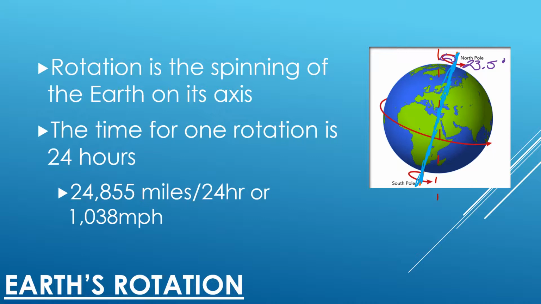So the Earth's rotation, once again, is the time it takes for, let's say, right here in Africa, to go around one time. Okay, so the Earth's rotation is 24 hours, and so the Earth is going about 24,855 miles in 24 hours, or roughly 1,038 miles per hour.